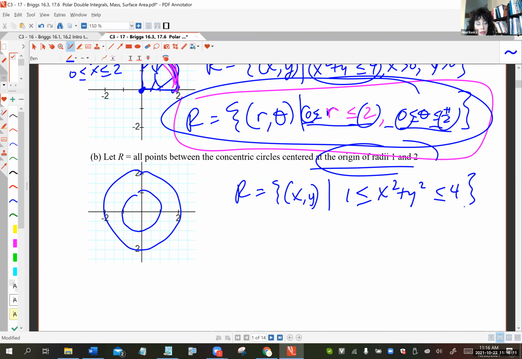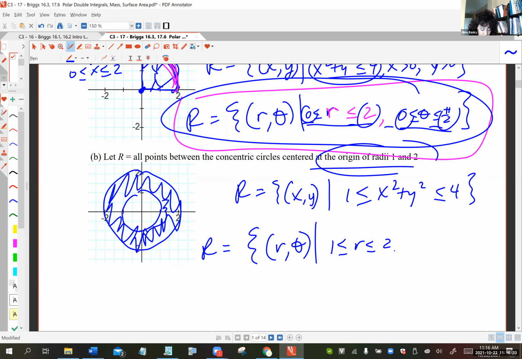I'm just shading in the region. It's a donut. But in the world of polar, it's better because you would do all the ordered pairs (r, theta) such that r ranges between 1 and 2, that's the radii of those circles, and theta does the full 360 or the full 0 to 2 pi, and we're done.